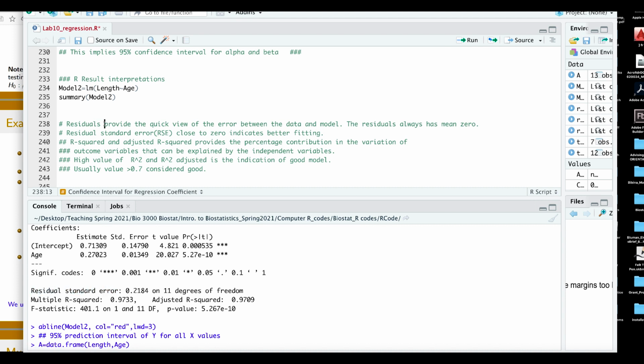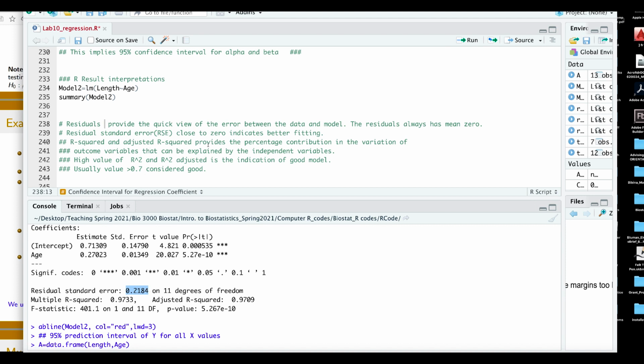Residual standard error provides a quick view of the error between the data and the model. The residual always has mean 0. By the way, I have mentioned it here. Residual standard error, RSE, close to 0 indicates a better fit. Our RSE is 0.21, right? It is close to 0.